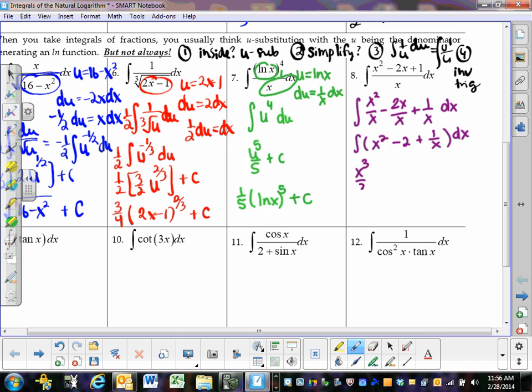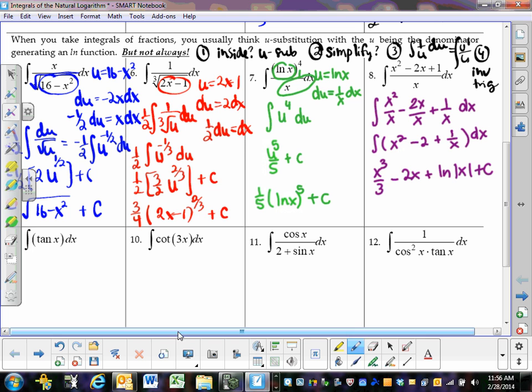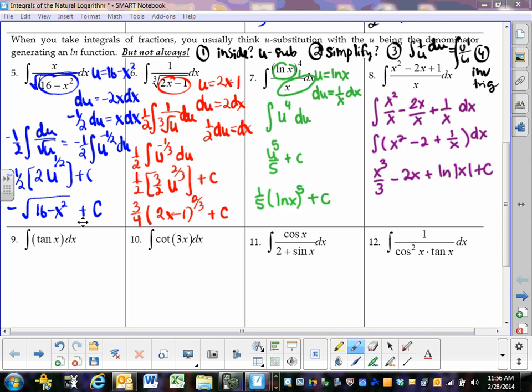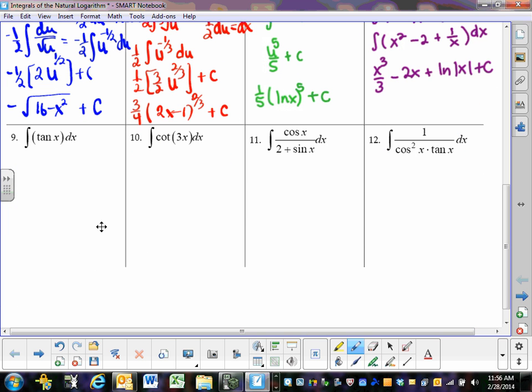Now, if I don't have an inside part, the next thing is to try to simplify before I do anything else. So I'm going to rewrite this as x squared over x minus 2x over x plus 1 over x dx. This simplifies to be x squared minus 2. I'm going to leave that as 1 over x because I know the antiderivative of 1 over x. So x cubed over 3 minus 2x plus the natural log of the absolute value of x plus c.